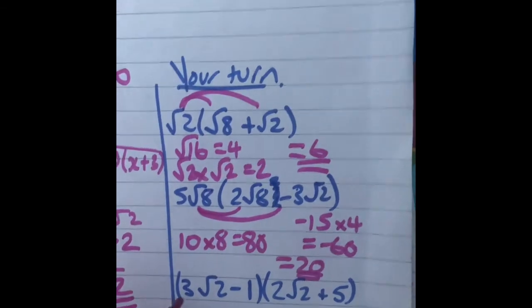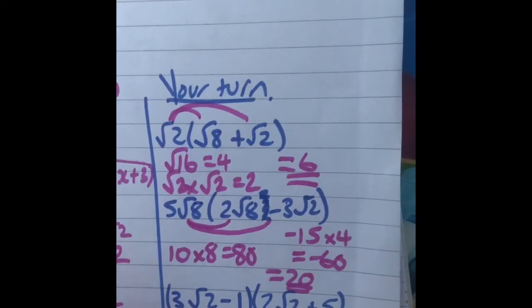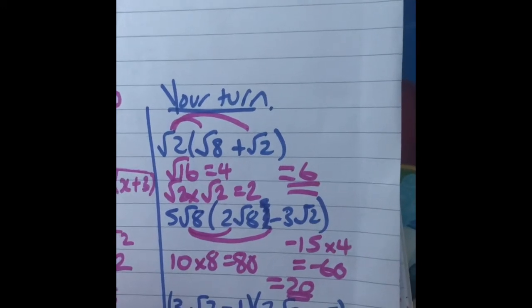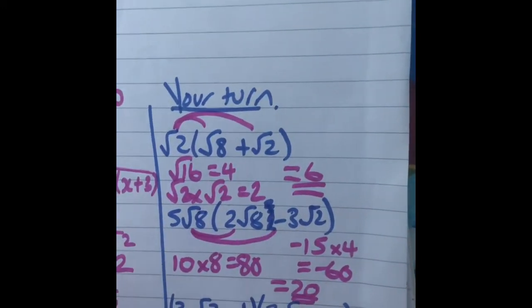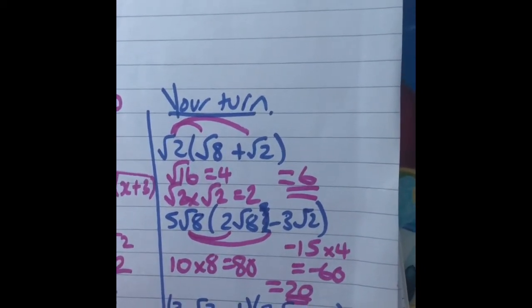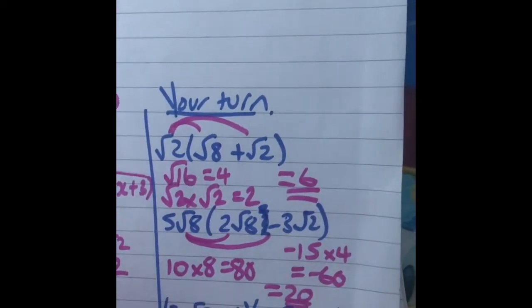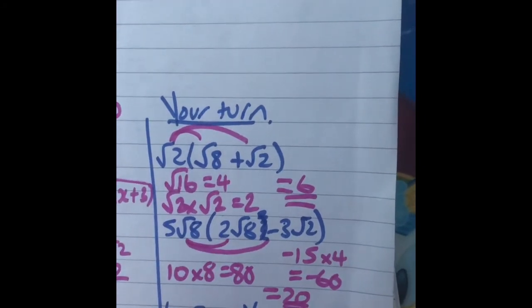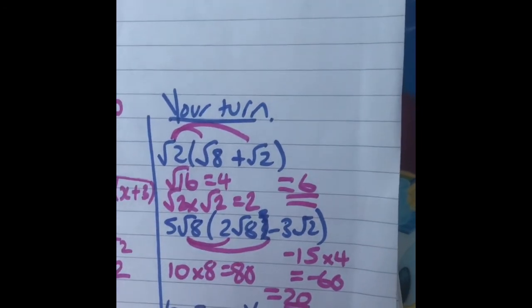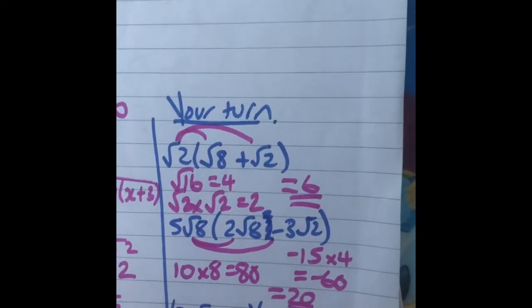And the last one, first part, 3 root 2 times 2 root 2. Well, 3 times 2 is 6, root 2 times root 2 is 2, 6 2s are 12. 3 root 2 times 5 is 15 root 2. And then minus 1 times 2 root 2 is minus 2 root 2. And finally, minus 1 times 5 is minus 5. And then simplify. 12 minus 5 is 7. And then 15 root 2 minus 2 root 2 is 13 root 2. And that's positive. So 7 plus 13 root 2. Let me write that down there.